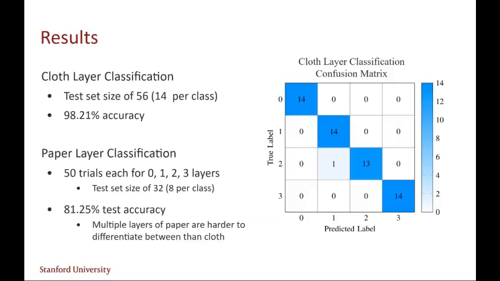Overall, our results show that using a dynamic rubbing motion, tactile sensor information, and a transformer-based model is extremely effective for cloth layer classification and promising for even more difficult materials such as paper.